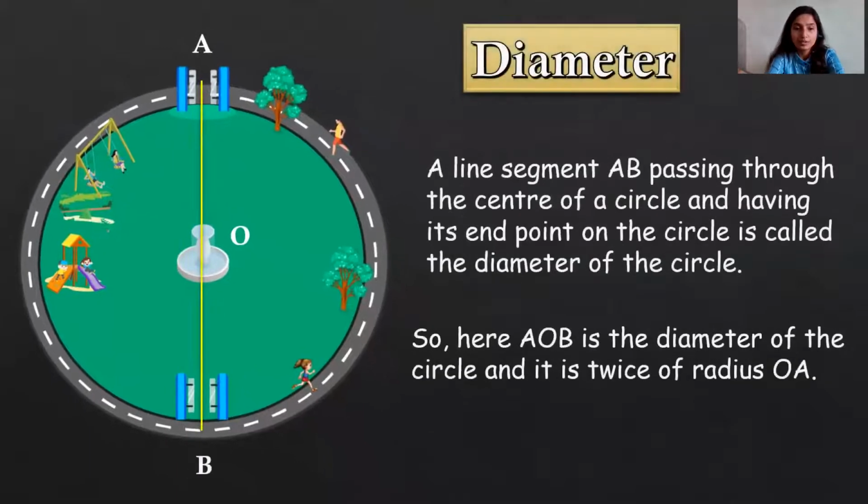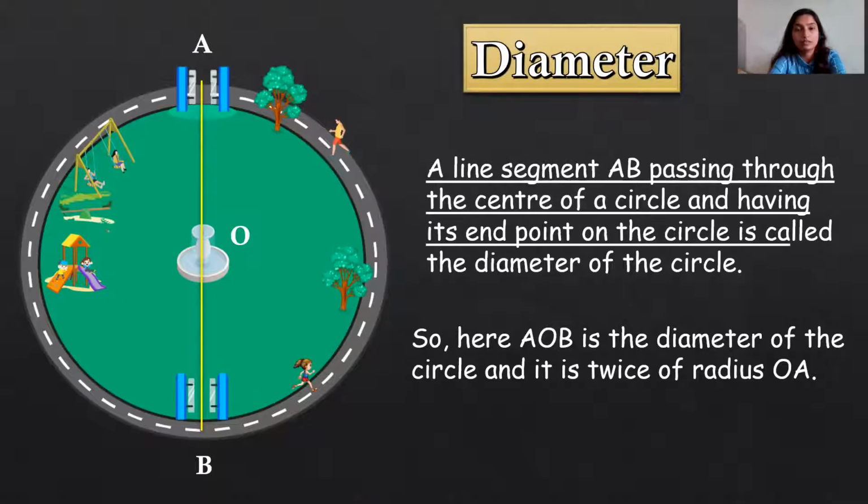All right, so now the straight line distance that we can see from the entrance gate to the exit gate passing through the fountain is the diameter of this circular park. So we can say a line segment AB passing through the center of a circle and having its endpoint on the circle is called the diameter of the circle. Here, AOB is the diameter of the circle and it is twice of radius OA.